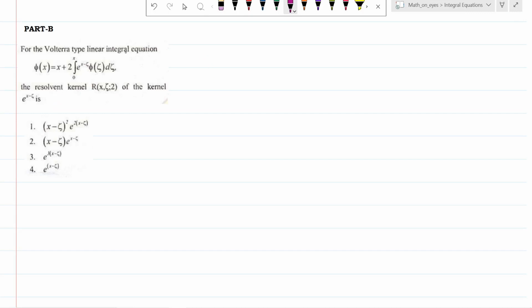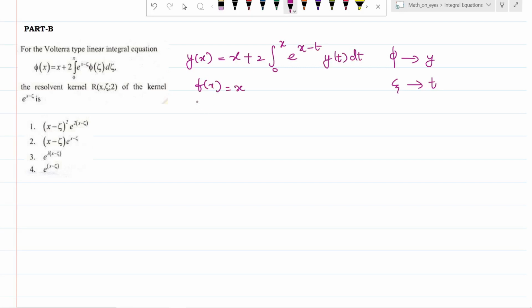So let us replace the variables in our convenient form. Now here phi of x, I'll write it as y of x. So I have replaced phi by y, and later after finding the solution we will just replace y by phi again, and zeta I'm going to replace with t. So y of x equals x plus 2 times the integral 0 to x of e to the power x minus t into y of t dt. Here f of x will be equal to x, lambda will be 2, and the kernel k of x comma t will be equal to e to the power x minus t.